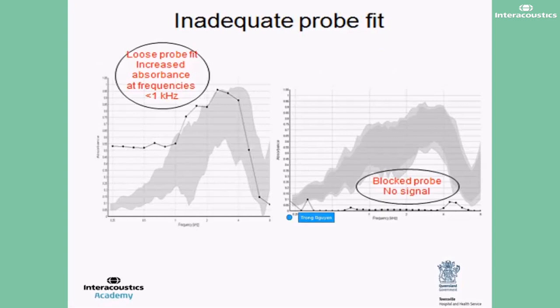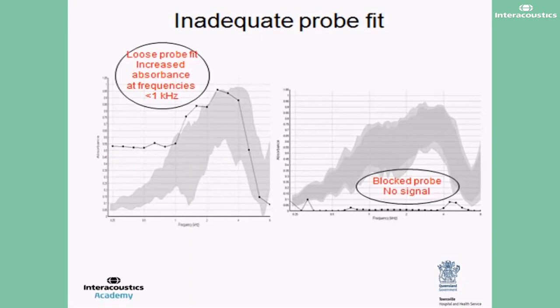However, if you get a very flat curve very close to the bottom of the graph, it's quite suggestive of a blocked probe. So you need to have a look at the probe and make sure that there's no blockage either with wax or with any debris. On the other hand, on the left-hand side, you can see another case of an inadequate probe fit. Here, the probe fit is pretty loose, and that is shown as increased absorbance in the low frequencies, especially between 250 Hz to 800 Hz.